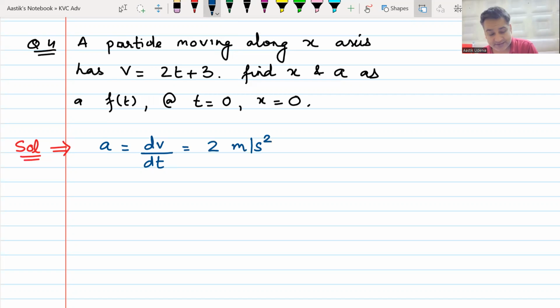Is it a constant acceleration or is this a variable acceleration? Uniform acceleration or non-uniform? Tell me. This acceleration does not depend on time, and hence it is a question of uniform acceleration, which we will deal with in much detail in the class coming up now. This is the case of uniform acceleration. Do we all understand this? Yes or no?